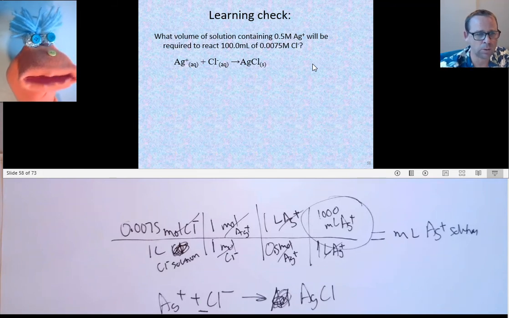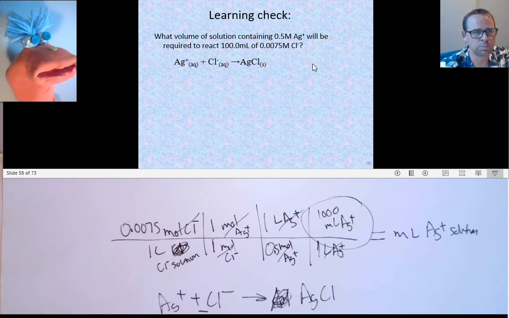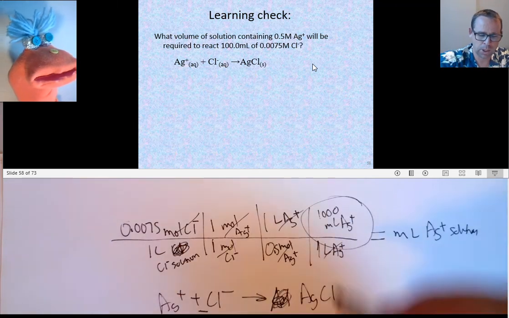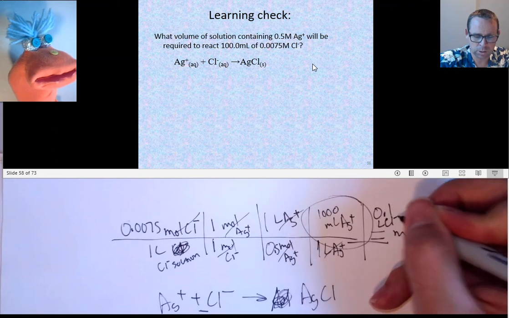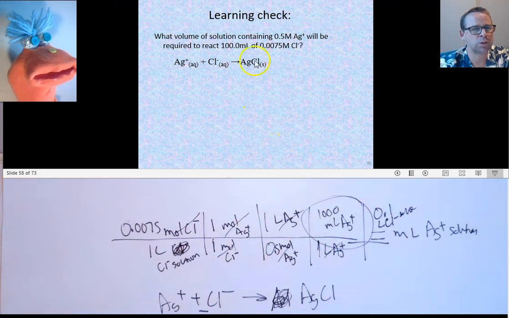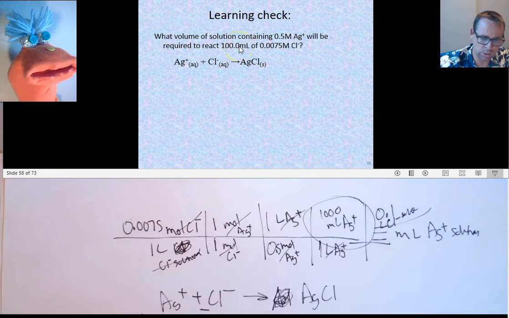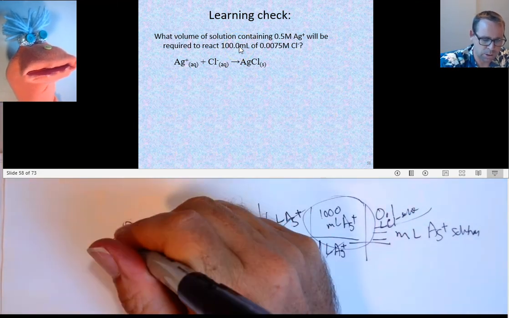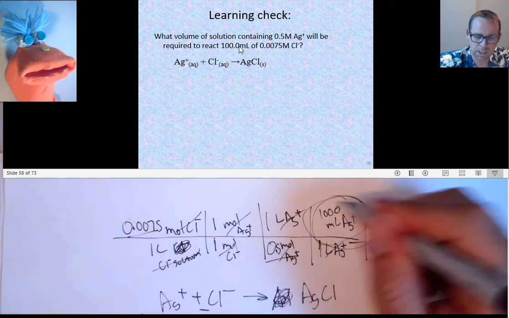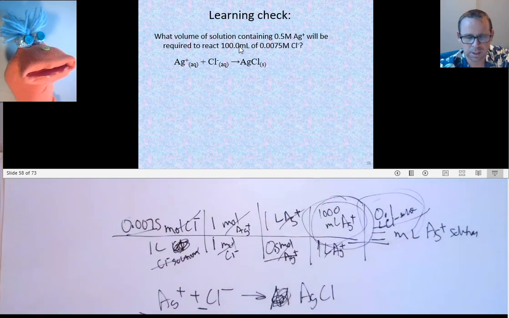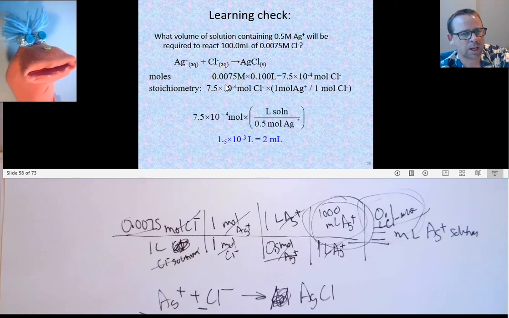But I'm not quite done. No, you got chloride solution down at the bottom left. But you can get rid of those liters by multiplying by 0.1. Okay, so what you're saying is I can go 0.1 liters of the chloride ion solution because it says I used 100 milliliters of it. Yeah. Okay, very good. So I got rid of my chloride ion solution by multiplying by 0.1. So 0.0075 divided by 0.5 times 1,000, and that's times 0.1, and then that should give me my milliliters of my silver ion solution. Okay, very good.